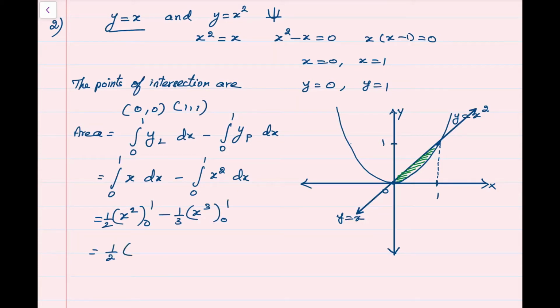Half into 1 minus 0 minus 1 by 3 times 1 minus 0. Half minus 1 by 3. 6 is the LCM, 3 minus 2, 1. 1 by 6 square units.